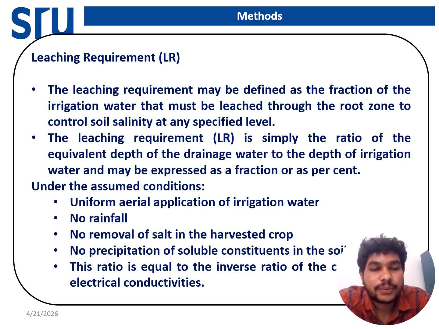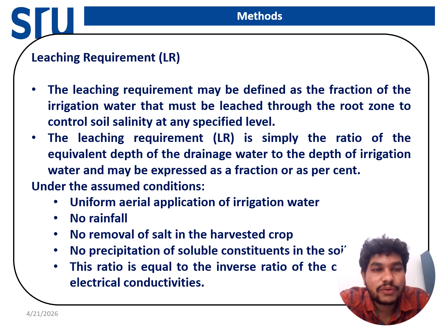No rainfall should be there. No removal of salt in the harvested crop. No precipitation of soluble salt. And the ratio is equal to the inverse ratio of the EC of the soil to the EC of the water. So these factors we have to consider.